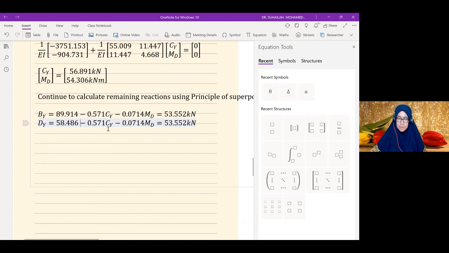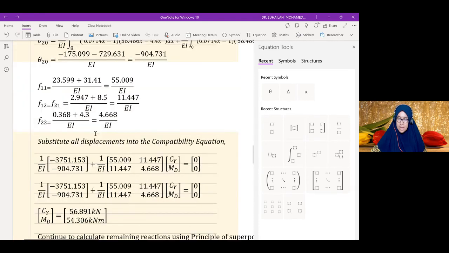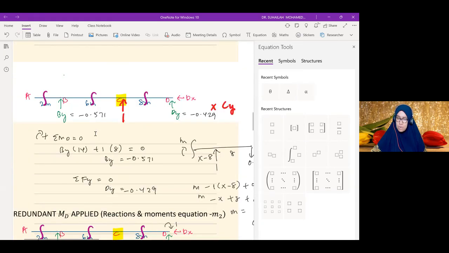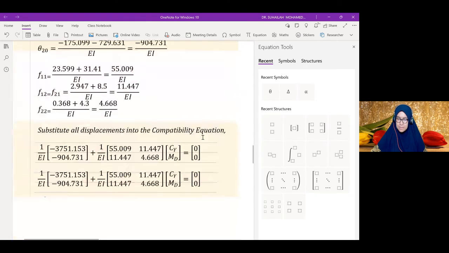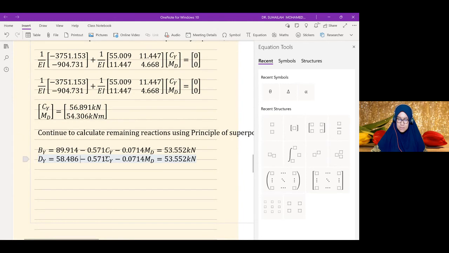58.486. Okay, and then dy for redundant number 1 is negative 0.429.